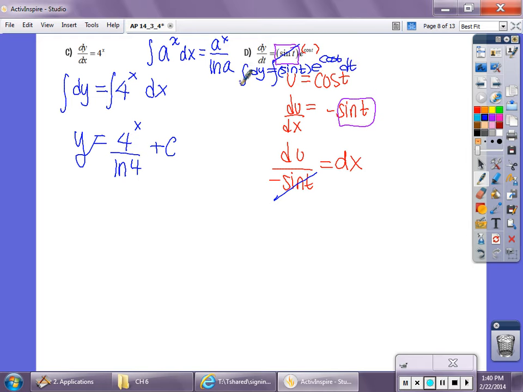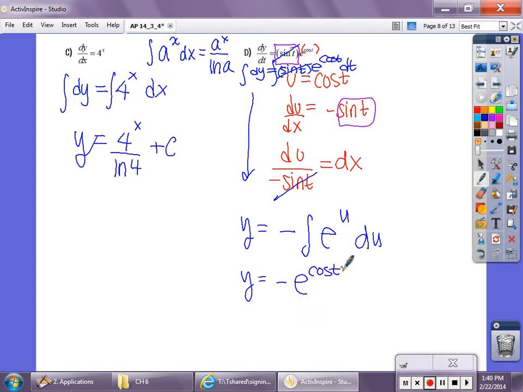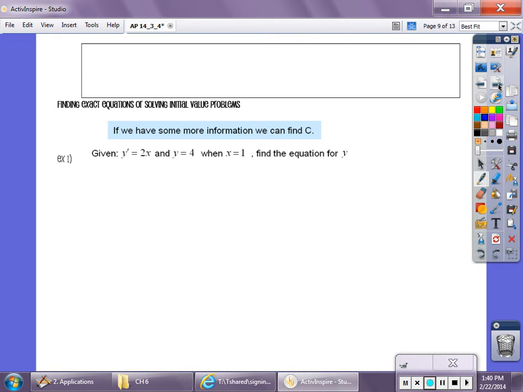All right. Okay, so this side, I'm going to just have y. This side, I picked up a negative. I canceled the sine of t. Integral of e to the u du. So y is equal to negative e to the u, which is cosine of t, and then plus c. All right, so now we're going to actually deal with finding an exact solution. So to solve for c, you must have an initial condition.